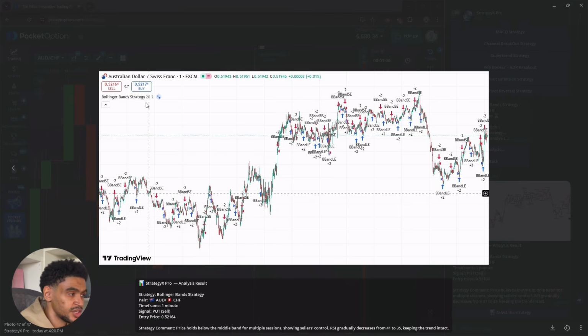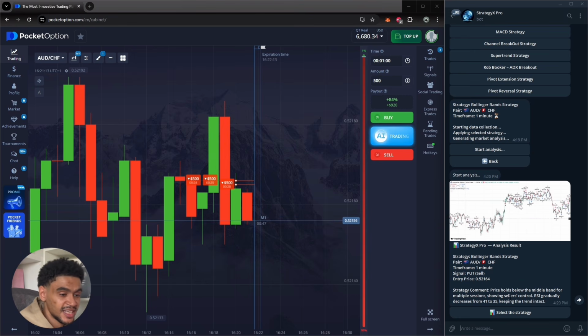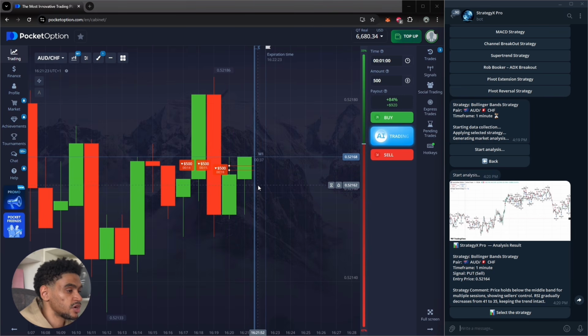Bollinger Bands right here with the settings 20 and deviation of 2. We have the analysis. Price holds below the middle band for multiple sessions, showing seller's control. RSI gradually decreases from 41 to 35, keeping the trend intact.